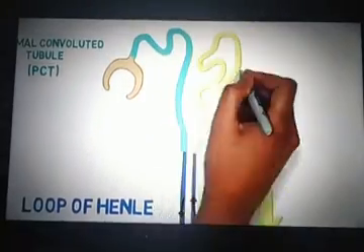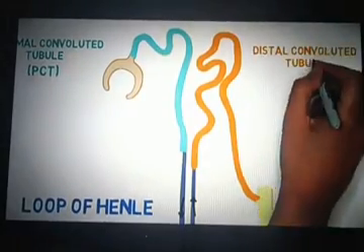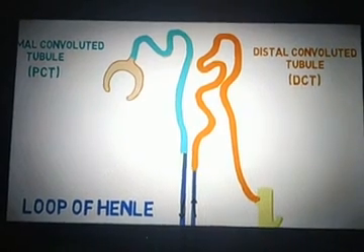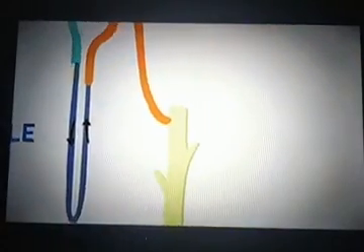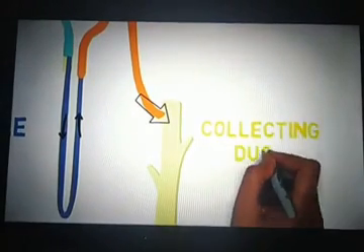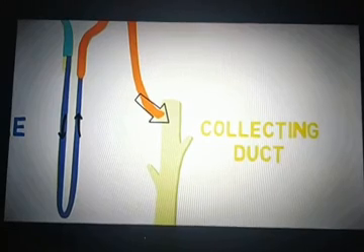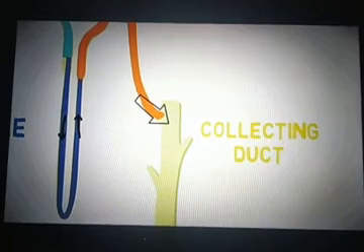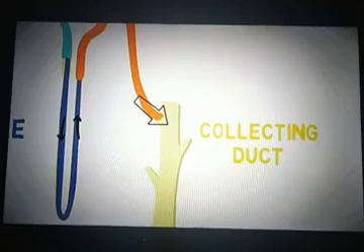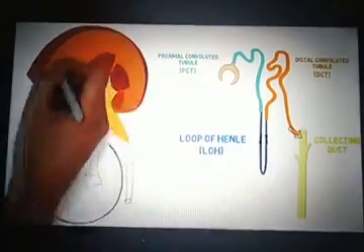Then after the loop of Henle, there is once again the convoluted structure, which is called the distal convoluted tubule. Again, it is called the distal because it is far away from the cup-shaped structure, the Bowman's capsule. And it is also tubular, that's why it's called the convoluted. Here they are also connected with the collecting ducts, and these collecting ducts get the urine from a large number of other DCTs in our kidneys. Later they join another, bigger duct, which is called the duct of Bellini.